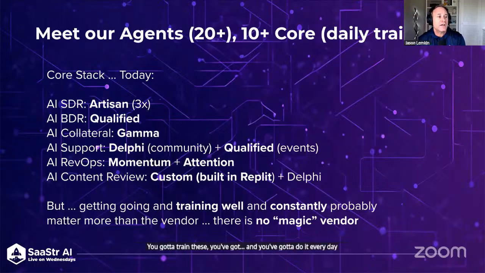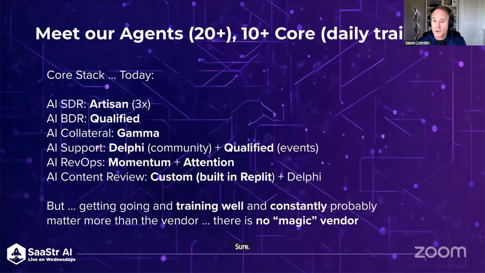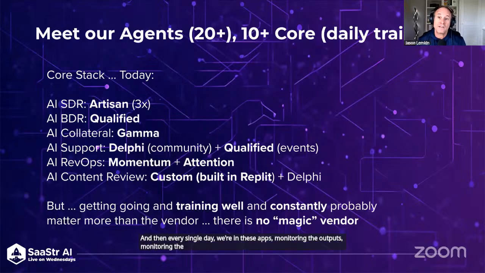And not only does it take weeks, and Amelia, when you touch on some of these, you can talk about our training. We're pretty good at it because we're tiny. Everything is weeks of training, ingestion, and training. And then every single day we're in these apps, monitoring the outputs, monitoring the interactions, monitoring the discussions, and fixing things that are off and wrong.